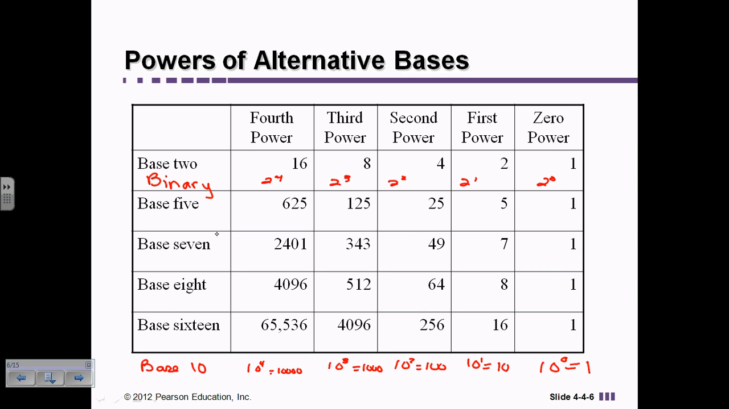Another number system you may see occasionally is base 5 and base 7. Base 8 is another very common one in computer programming, and base 8 is called octal. Okay, so octal is base 8, and base 16 is another very common one in computer programming, and that's called hexadecimal.